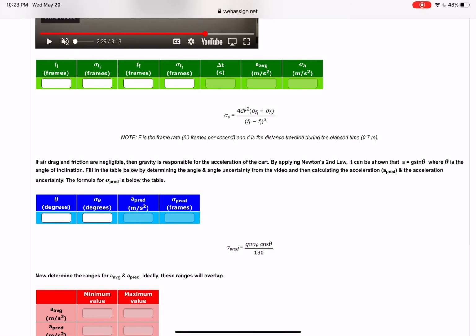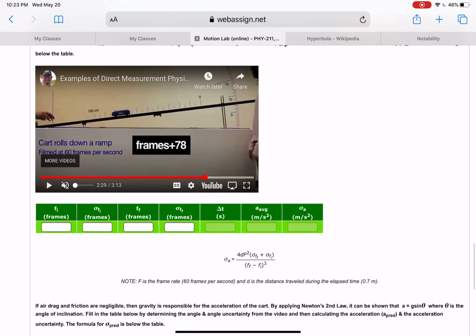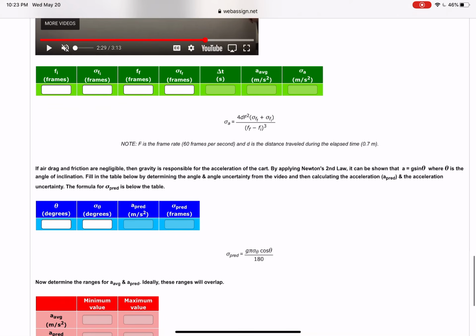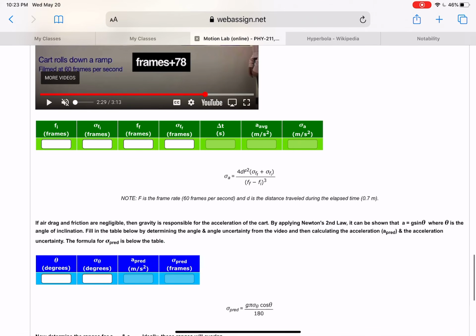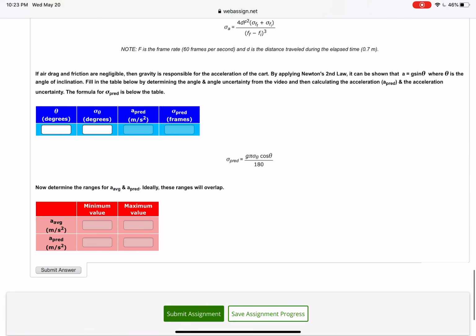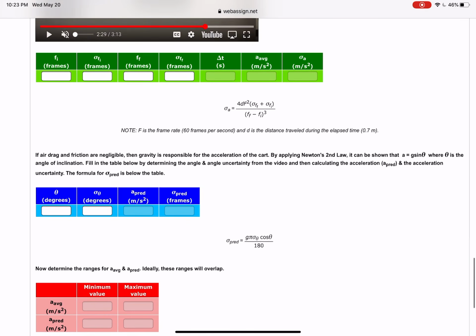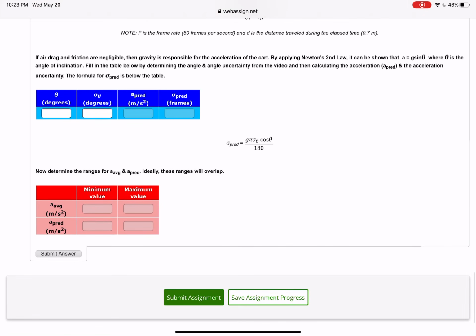And so you can get the angle by using the protractor that's in the video there. State your uncertainty. You're estimating what your uncertainty is. Calculate the predicted value of the acceleration. Calculate the uncertainty of that predicted value. And then down here, you'll get the range for your average acceleration. That's from the green table, and the average, and the predicted acceleration from the blue table. And hopefully, ideally, those ranges should overlap. That's the idea.